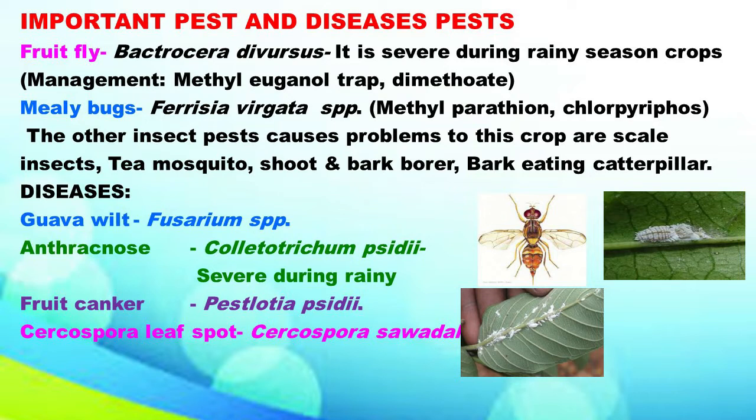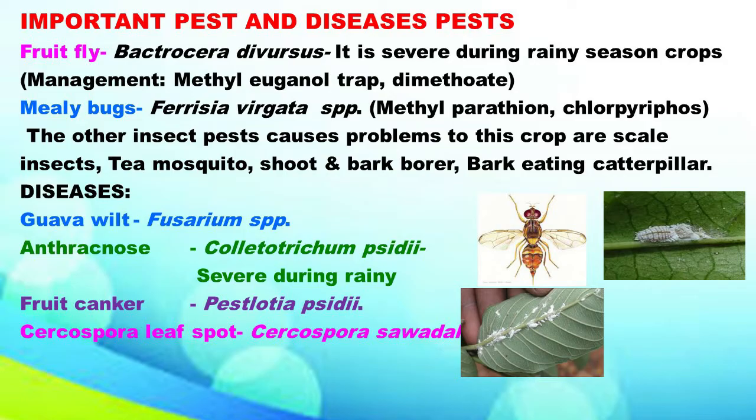This is a photo snap of a fruit fly, and on the right you can see mealybug infestation, this powdery mass. The other insect pests that cause problems to this crop are scale insect, tea mosquito, shoot and bark borer, and bark eating caterpillar caused by Indarbela species, which are the main insect pests of this crop.